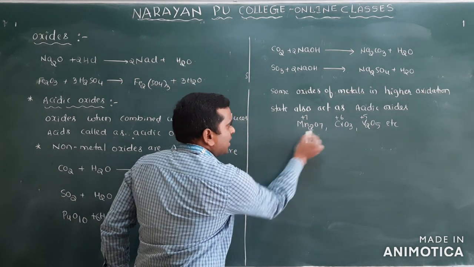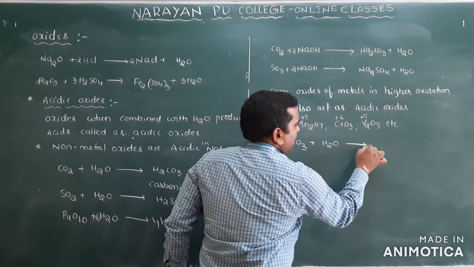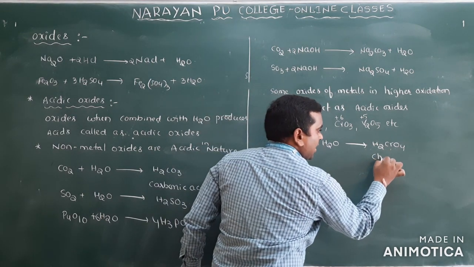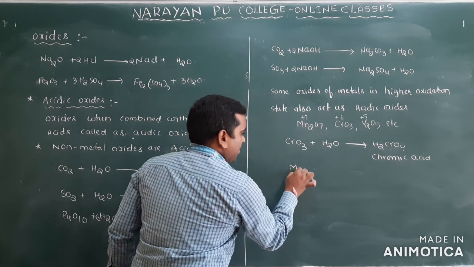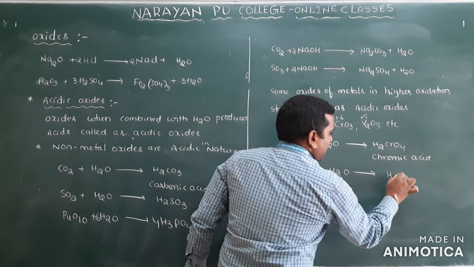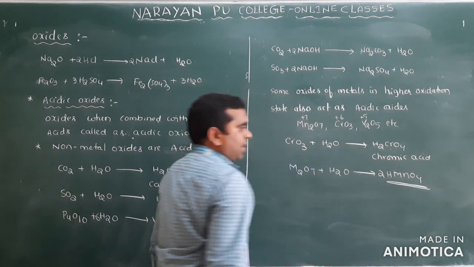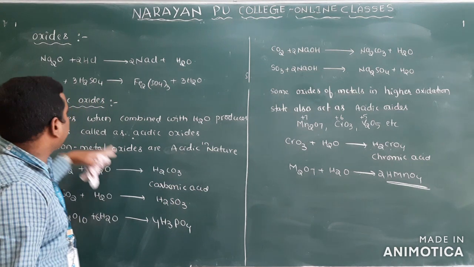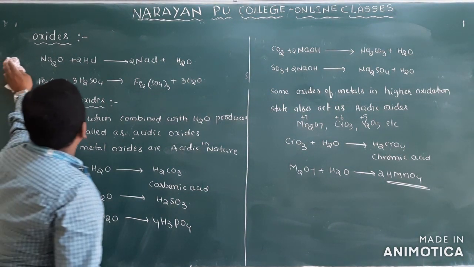Simple example, suppose if I take CrO3 and dissolve this into the water, you will get H2CrO4, chromic acid. What is forming here? Acid is forming. In the same way, Mn2O7 treated with the water, you will get HMnO4, permanganic acid. Clear? So these are some exceptional cases. So this is about acidic oxides. Clear? Next we will go for the amphoteric oxides.